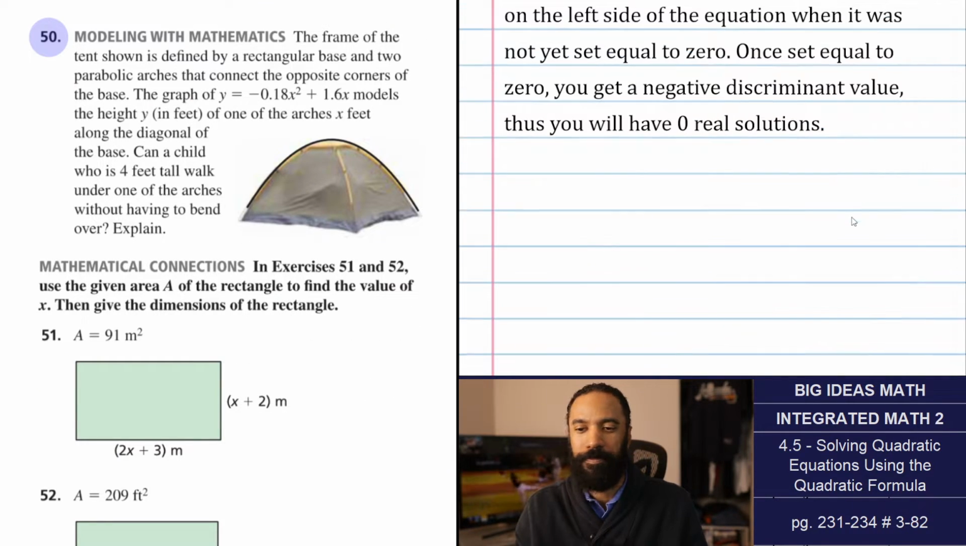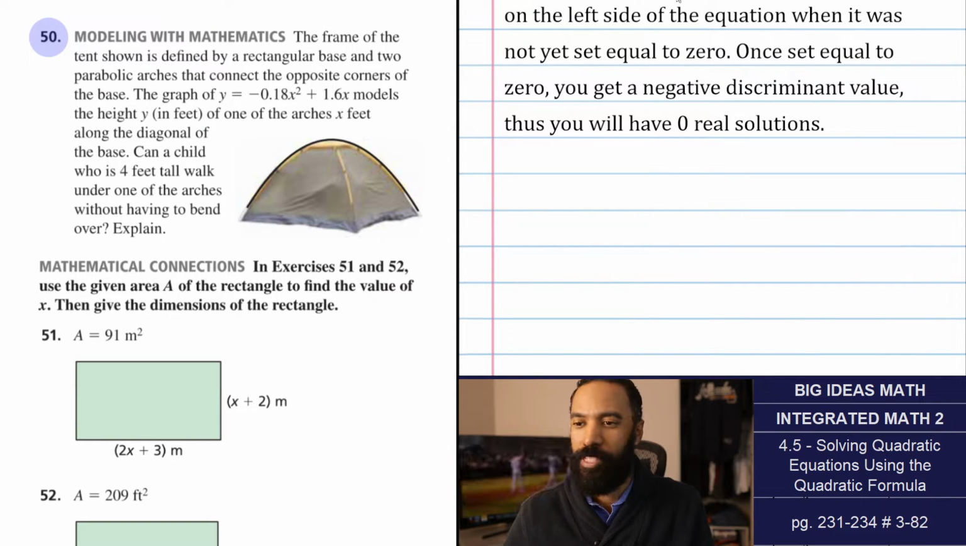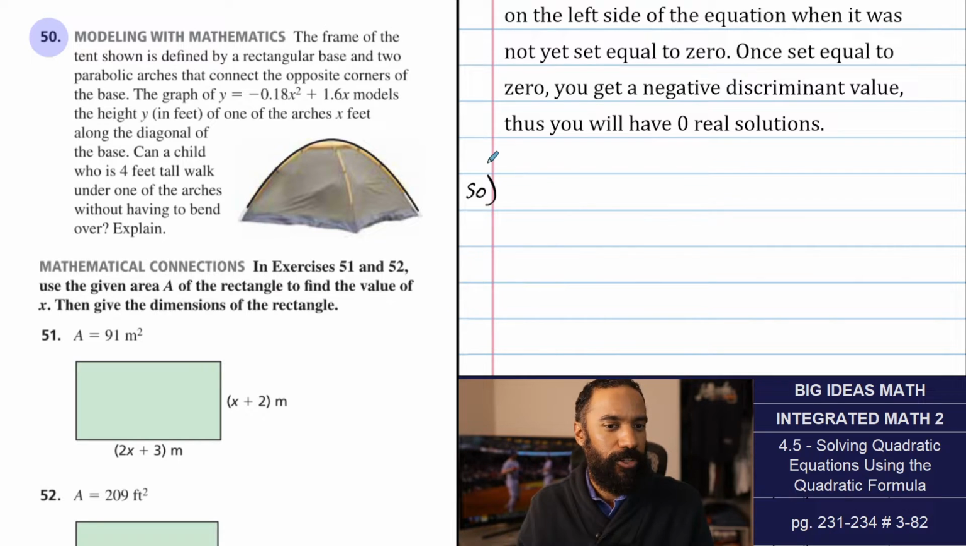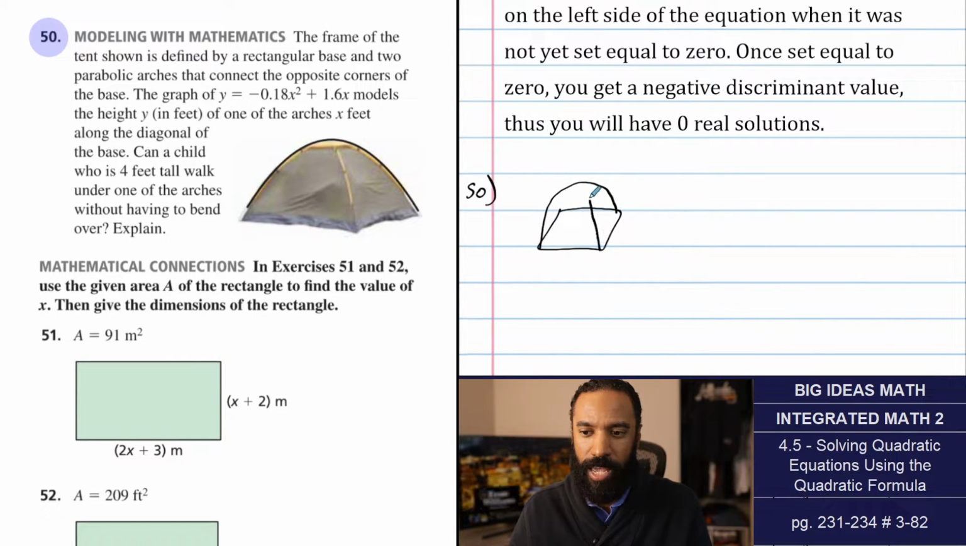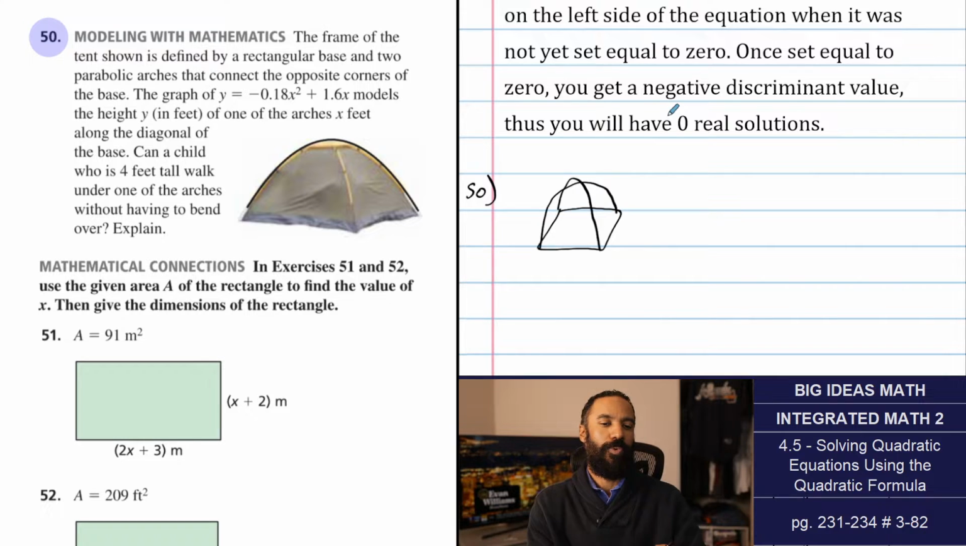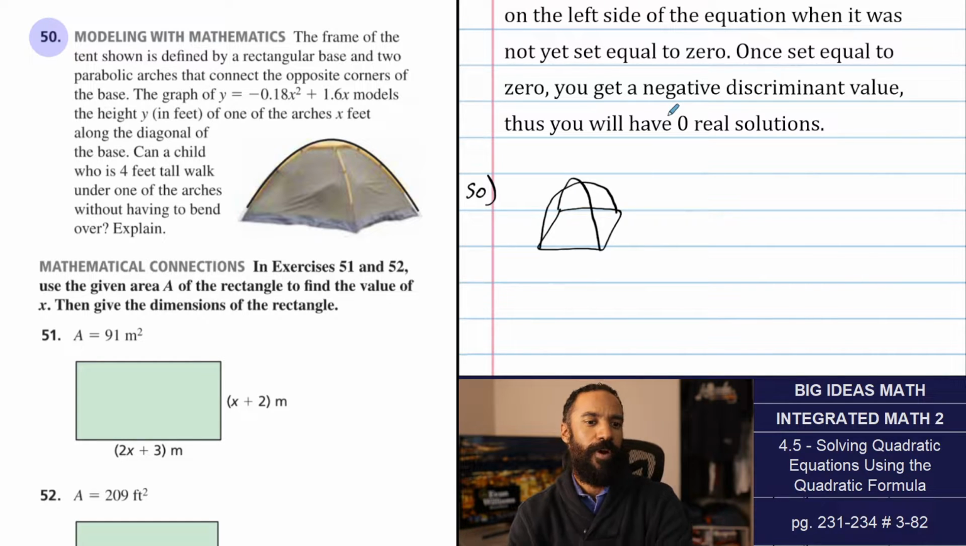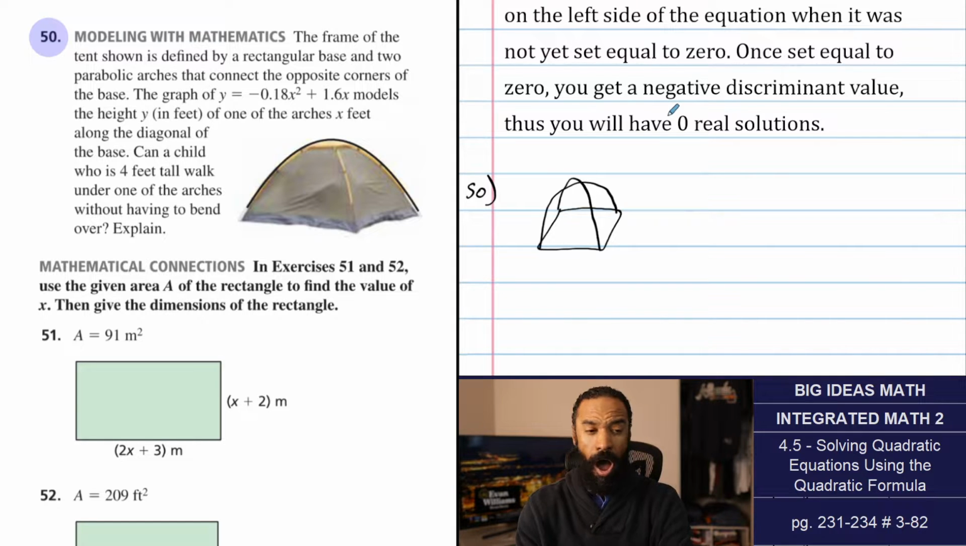Number 50. The frame of the tent shown is defined by a rectangular base and 2 parabolic arches that connect the opposite corners of the base. So kind of like, if I see it from this thing, it's like connecting and connecting like that. Makes sense to me. The graph y equals negative 0.18x squared plus 1.6x models the height, y in feet, of one of the arches, x feet across the diagonal of the base.